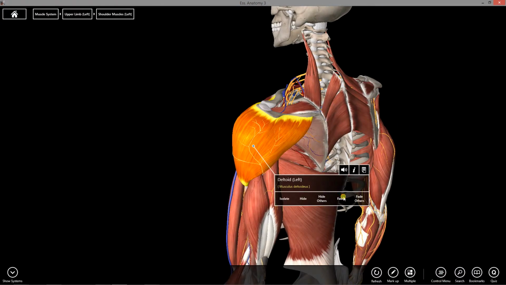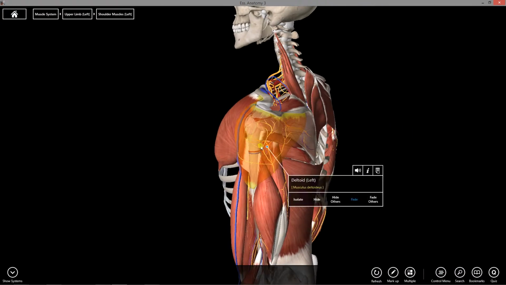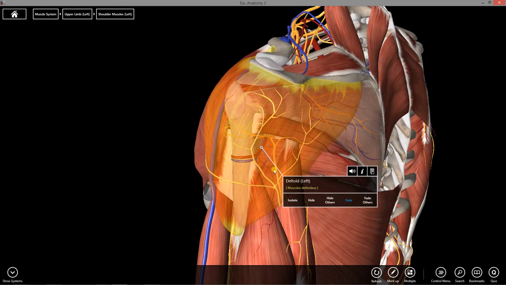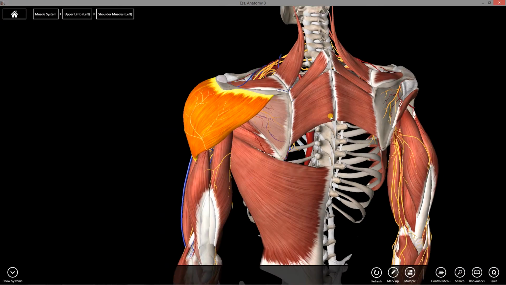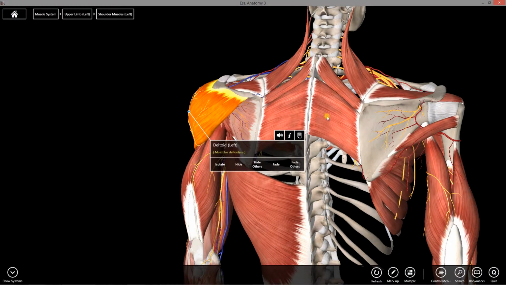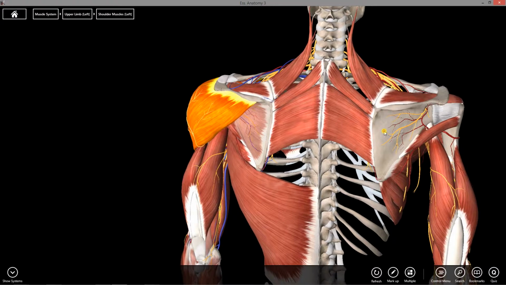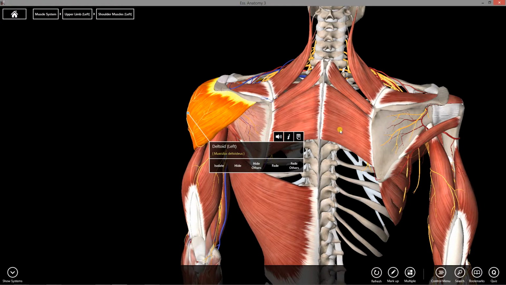If I fade the deltoid, you can see that similarly the axillary nerve, which is right here, travels around the neck of the humerus as well. So it sends a branch around the neck. So if you have damage in the surgical neck of the humerus, it's possible that you'll have damage to the posterior circumflex humeral artery as well as the axillary nerve, both of which supply the deltoid muscle.